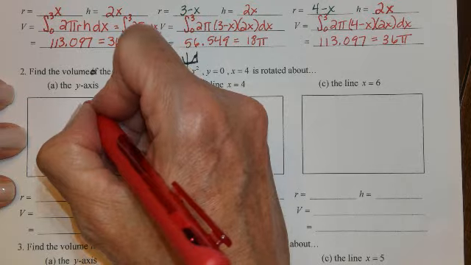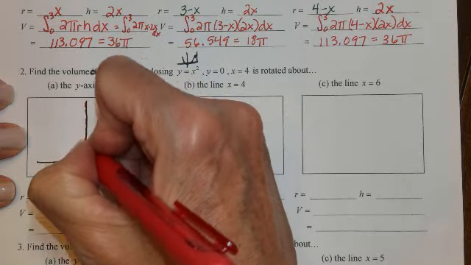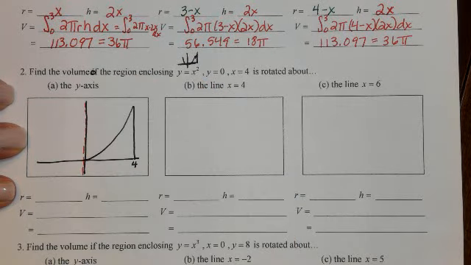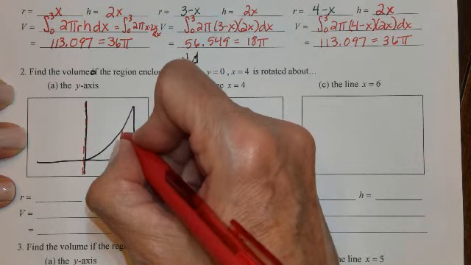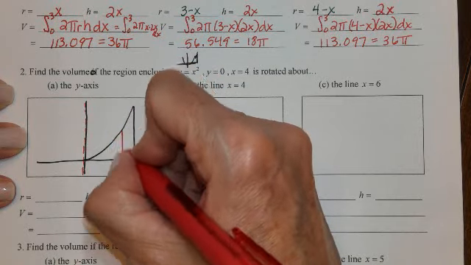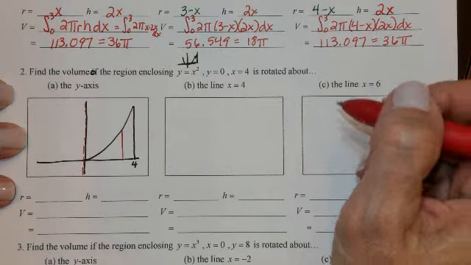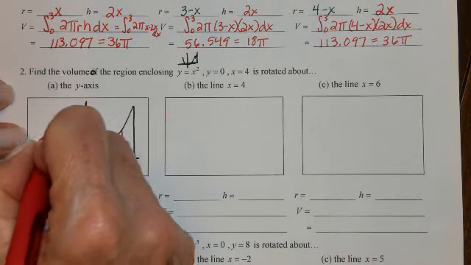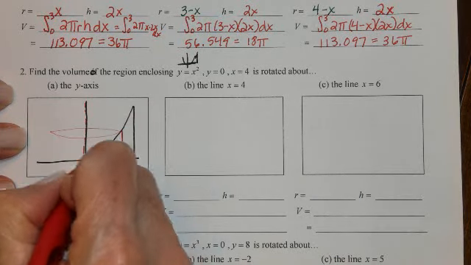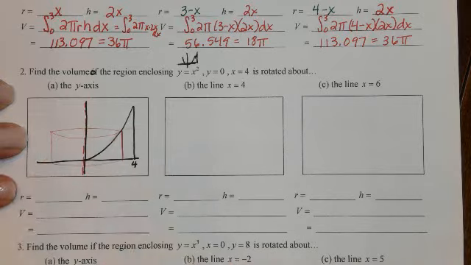Y-axis. So draw a dashed line on the y-axis, and now make a slice parallel to your y-axis inside your region. Make your cylinder.